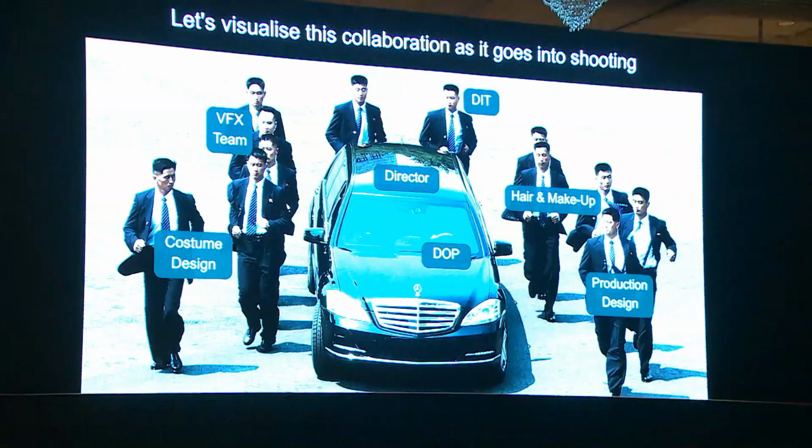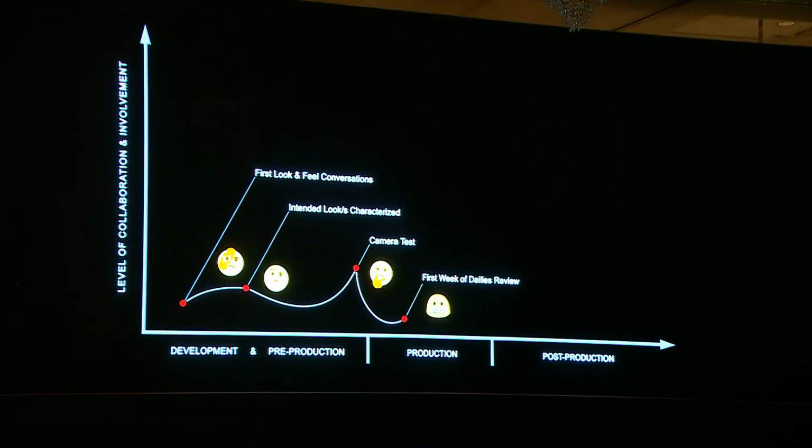It is just like this. Figure it out as we go. Then the dailies come in. No one's really sure how it should look. Can anyone guess how this graph is going to go? I think someone here has had this experience.